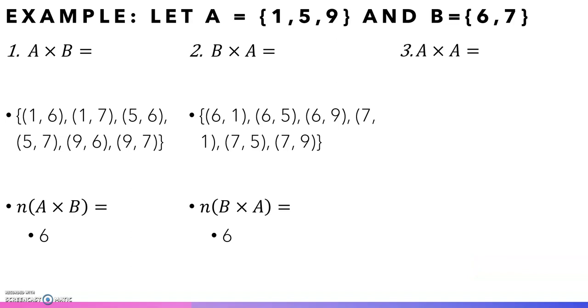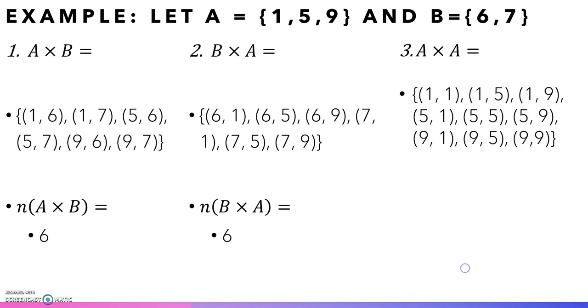A cross A. We could just write the second set A twice. (1, 1), (1, 5), (1, 9), (5, 1), (5, 5), (5, 9), (9, 1), (9, 5), (9, 9). The cardinality of A cross A. There are 3 elements in A and 3 elements in A. 3 times 3 equals 9.